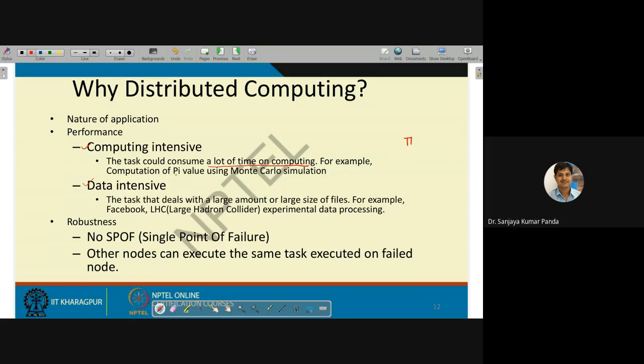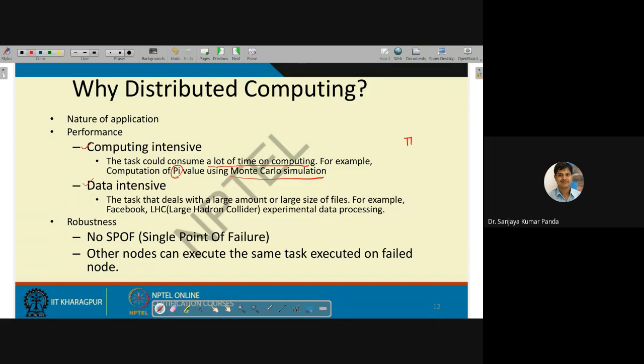In order to calculate the value of pi, there is a simulation called Monte Carlo simulation, which is a very famous simulation. So for this, you need a lot of computation time. Like you have written a particular program, and in order to run that program and get the output, you require 24 hours, let's say. Whenever you do a big work, you will come to know this. Such applications are compute intensive applications where you have to spend more time in computation.